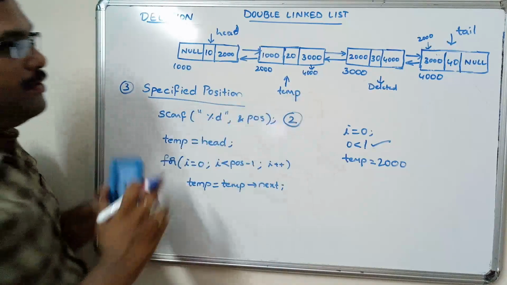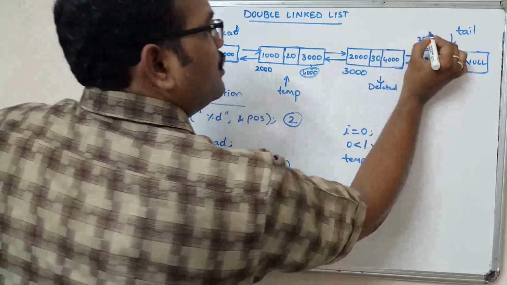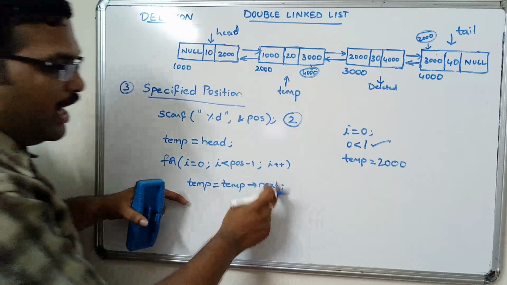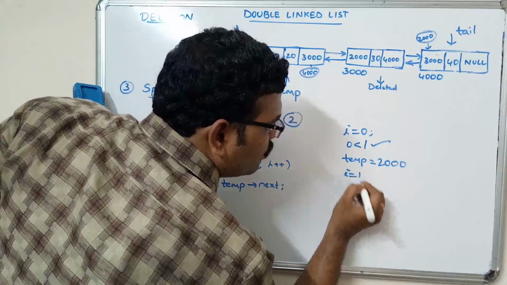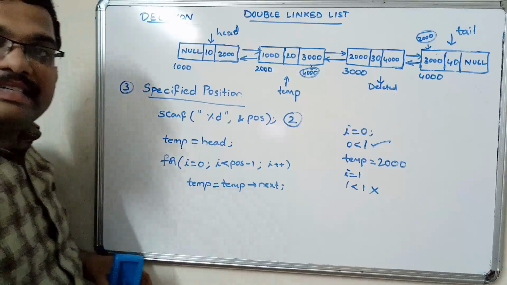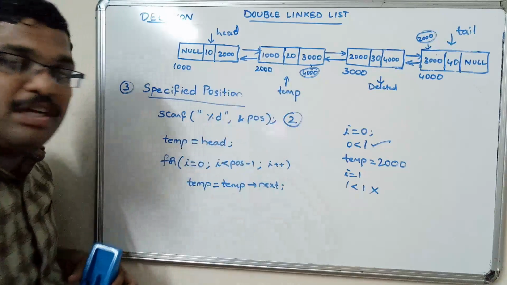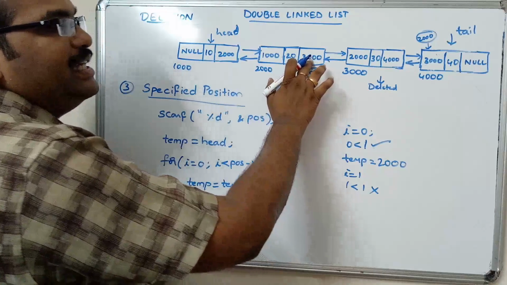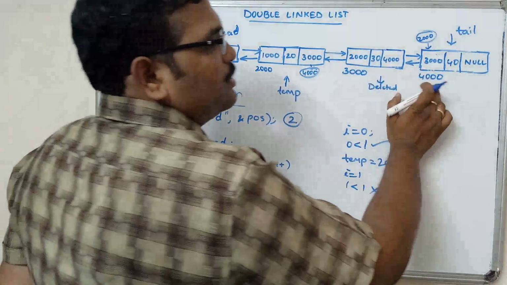Right? So temp is moved to this position. Now again i plus plus. Now i is equal to 1. So 1 less than 1 false. So just stop the iterations. Now temp is at position minus 1. Now what we have to do? We have to replace this with this one.